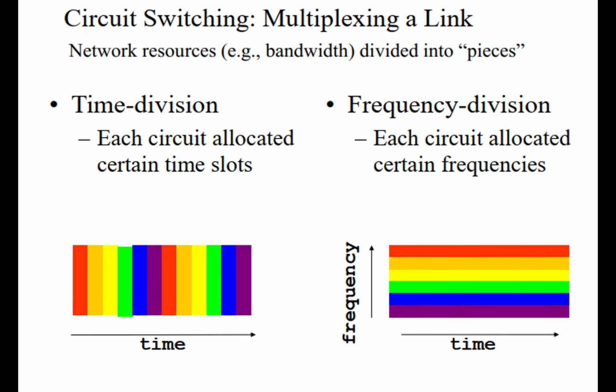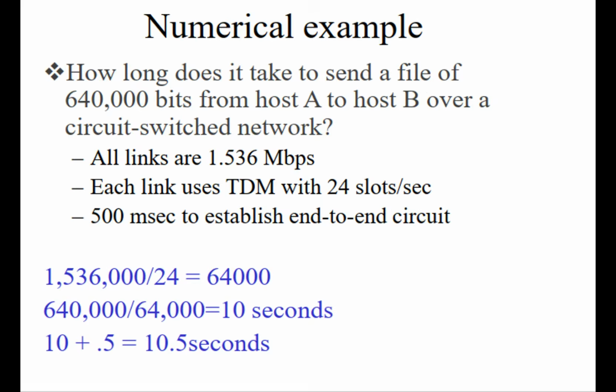Circuit switching, multiplexing. A link is divided by time division: each circuit is allocated certain time slots. Frequency division: each circuit is allocated certain frequencies. Time, frequency. Network resources, for example bandwidth, divided into pieces.